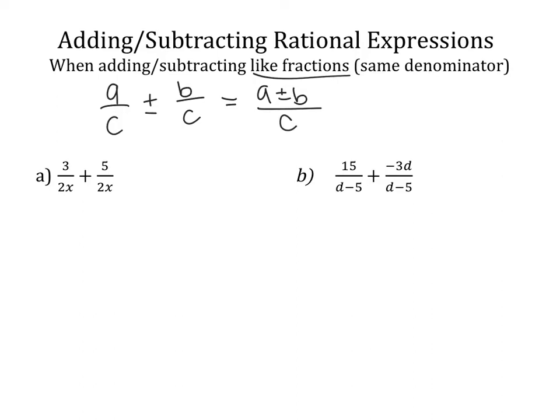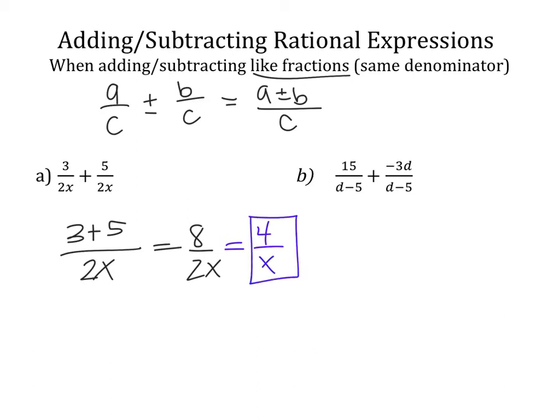And so we're going to do the same thing if I have expressions. Notice that my denominator of 2x is the same for both of these. All I'm going to do is add my numerators and keep the same denominator. This is going to be 8 over 2x. But again, we want to take that one last step to simplify where we can. They're both divisible by 2, right? So we have 4 over x.